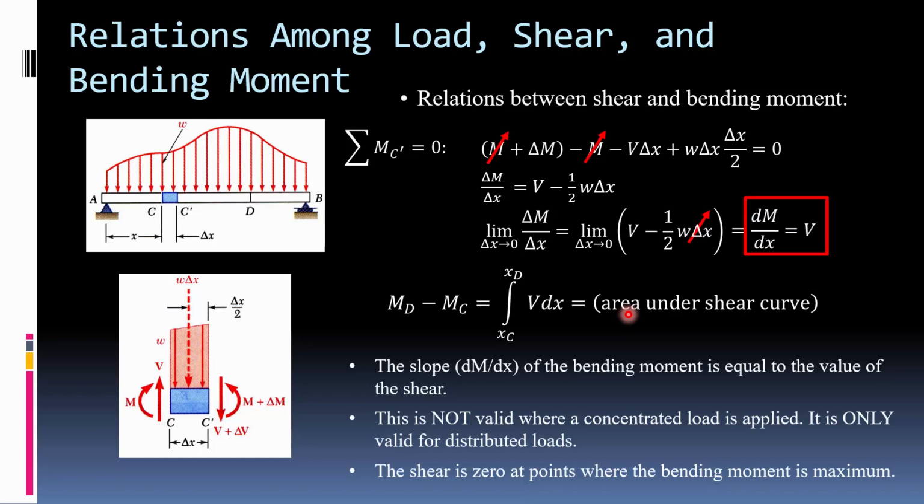So what is this telling us? The slope of the bending moment is equal to the value of the shear. That's nice. Again, only valid for distributed loads, not valid for a single point. One other thing to consider is that the shear is 0 at points where the bending moment is a maximum. When we're trying to find the maximum bending moment, good old calculus says that to find the maximum value, you set the derivative equal to 0. So the shear has to be 0 where the bending moment is at a maximum.